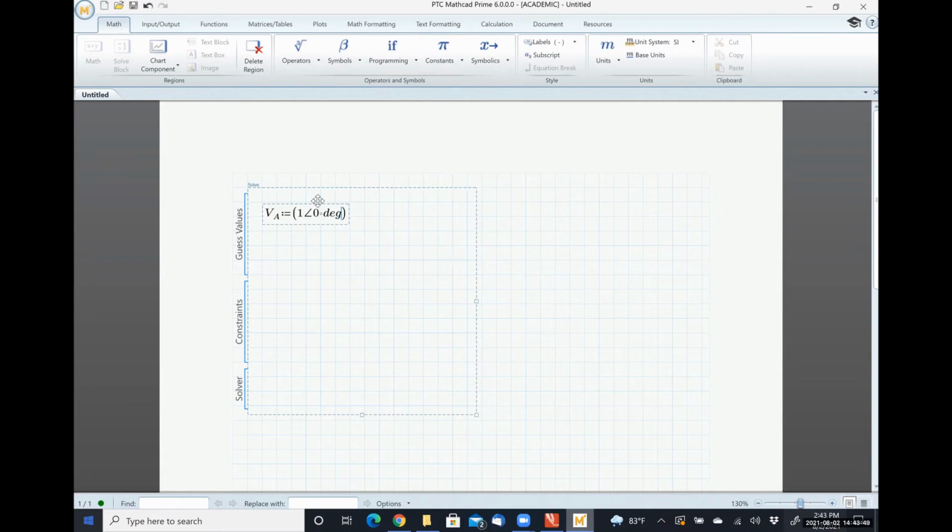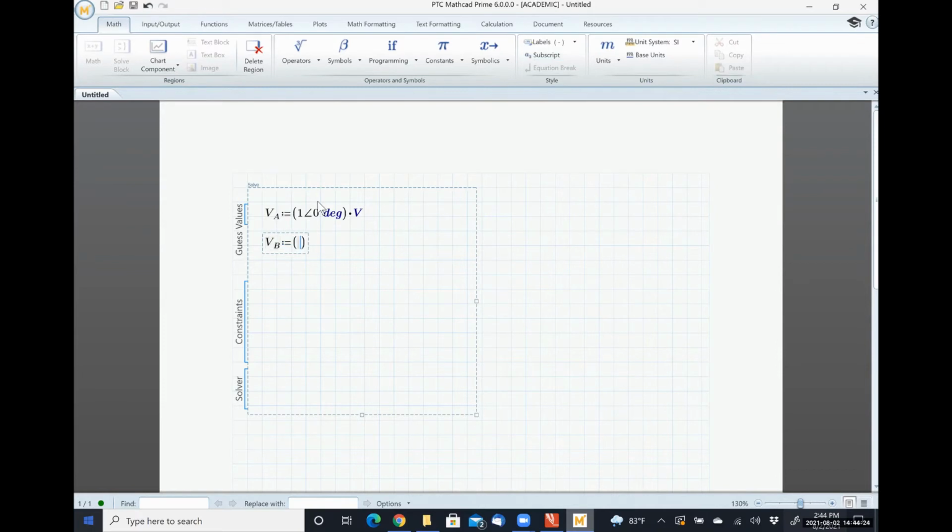So that's really all that we need to do. I'm going to say that VA is 1 angle 0 degrees. The next thing I'm going to do is also pretty important. Instead of implicitly multiplying, I'm going to explicitly multiply by the units of volts. The reason is that Mathcad will interpret stuff in parentheses as being a function of other things, and it doesn't do that if I explicitly multiply. That's why I'm doing it. Now I'm going to make my guess for VB.